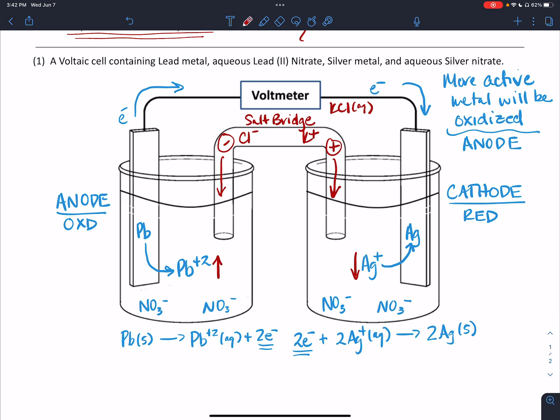Now, this is not to be confused with the charge that we put on each beaker. Electrons are produced at the anode. So electrons produced here. That means this is our negatively charged beaker because it is our electron source. The electrons move from the negative over to the cathode where electrons are used. And this is our positively charged electrode. So your anode is going to be negative and your cathode is going to be positive, which helps explain why we see the flow of electrons from negative to positive.